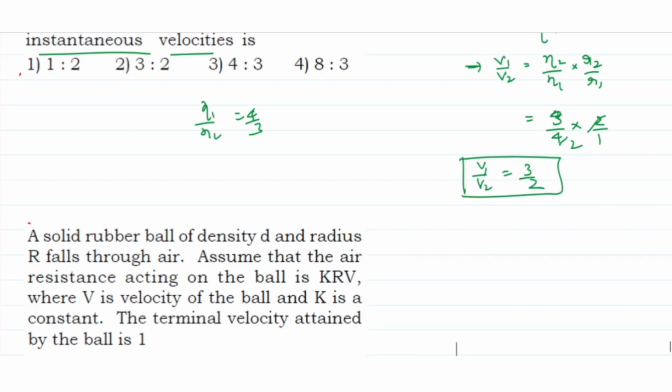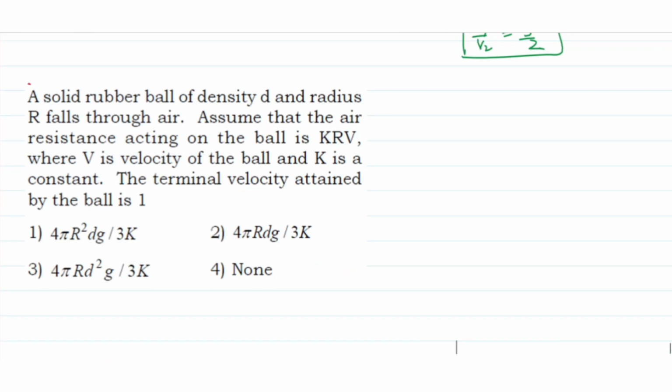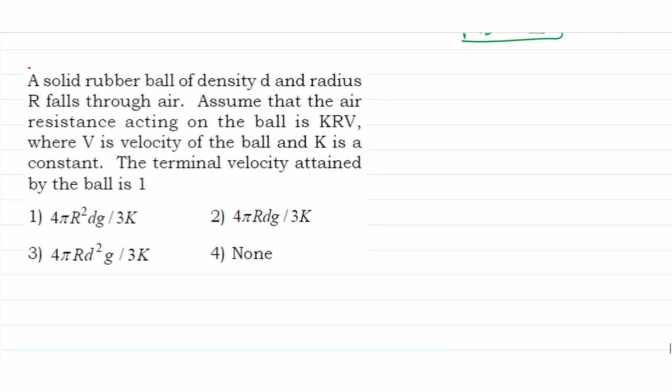The next question says a solid rubber ball of density d and radius r falls in air. Assuming that the air resistance acting on the ball is krv, where v is the velocity of the ball and k is a constant, they are asking the terminal velocity attained by the ball. So the viscous force, or the air resistance, is nothing but the viscous force acting on the body.